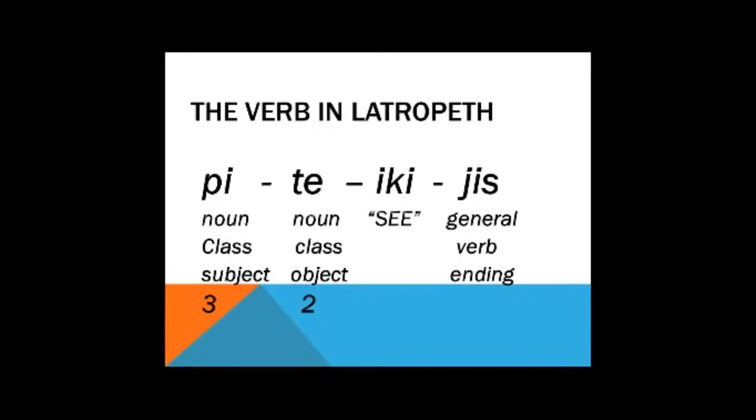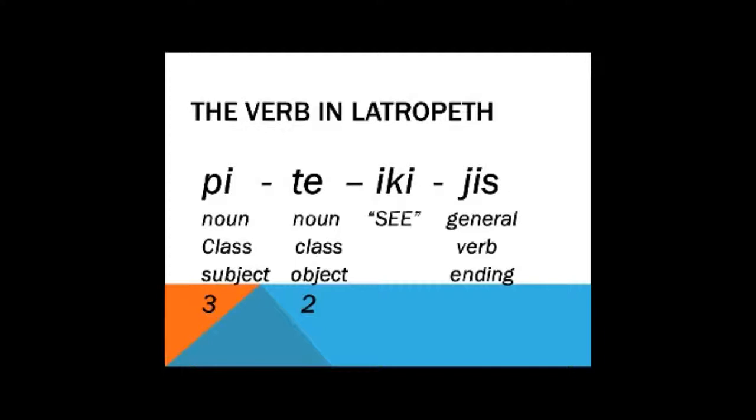And so this is a relatively simple verb form. There's a lot more to verbs, but we will get into them in later videos. Let's have a look at the components of the Latropeth verb, or of this particular Latropeth verb. The part that actually carries the meaning, the part that means see, is iki, which is the third component you can see there. And that's followed by yis, the general verb ending. So I said already, most verbs will have this ending, so that's pretty straightforward.